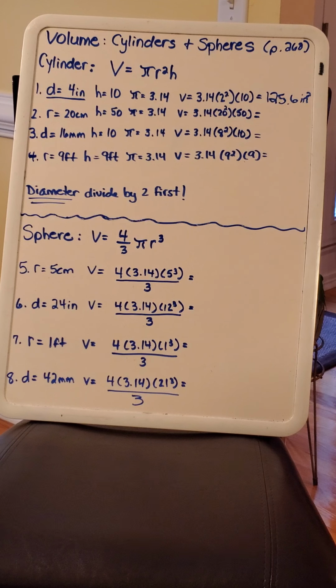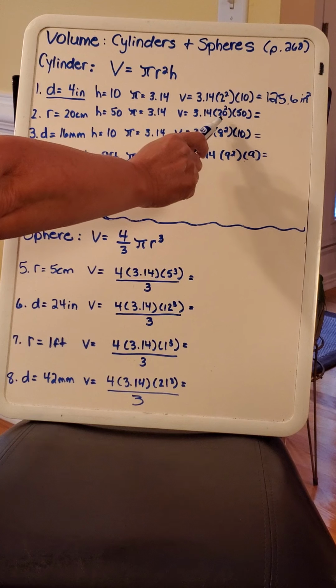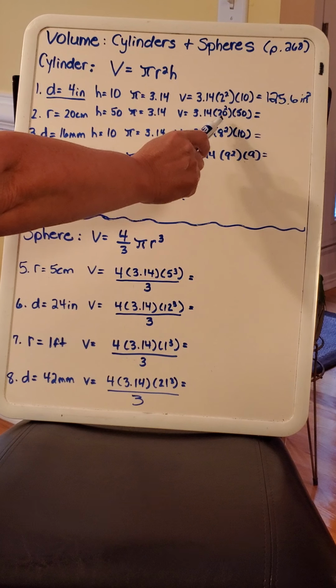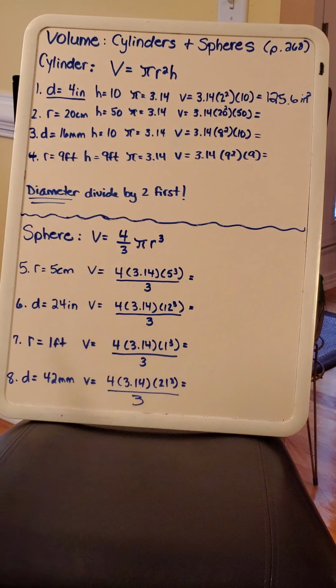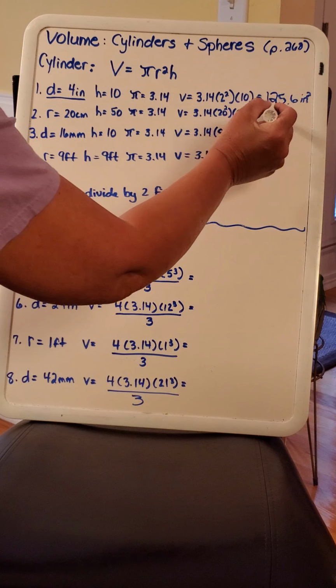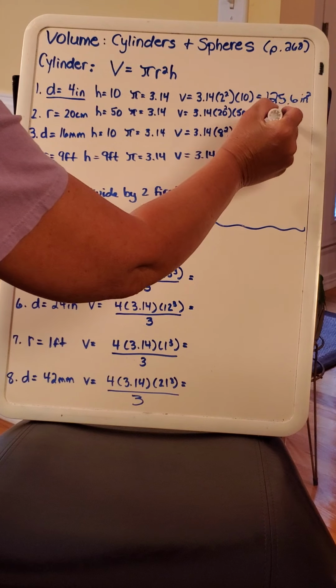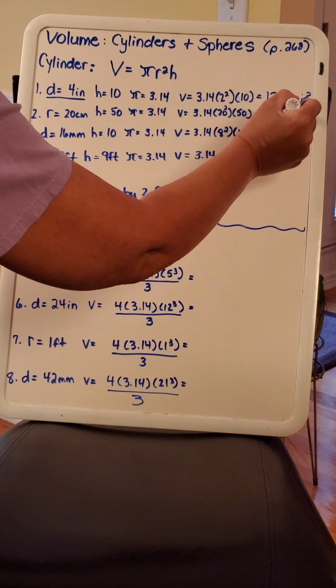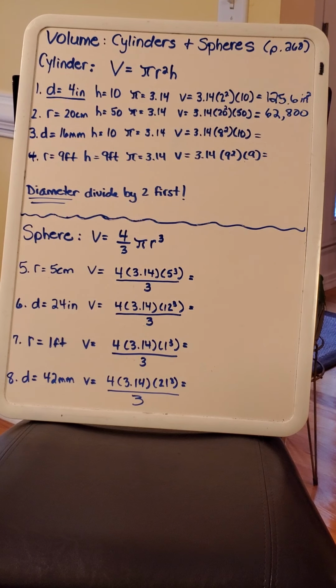Number two, they give us the radius. Do not divide by 2. Okay? It's the radius. That's the number that you need. Radius is 20 centimeters, height is 50, pi 3.14. Okay, so you'll see here where it says radius, I have 20 squared. All right, so do that first. 20 squared is 400, and then you can do 3.14 times 400 times 50, and that will give you 62,800. Okay, so there you'll see a lot of these numbers that you're going to get are really large.